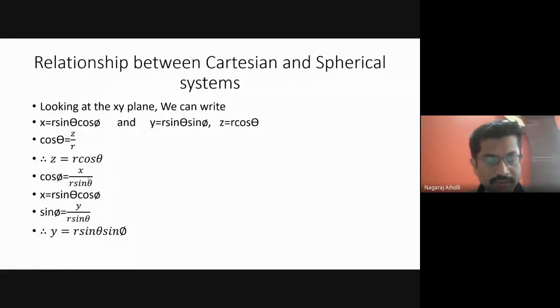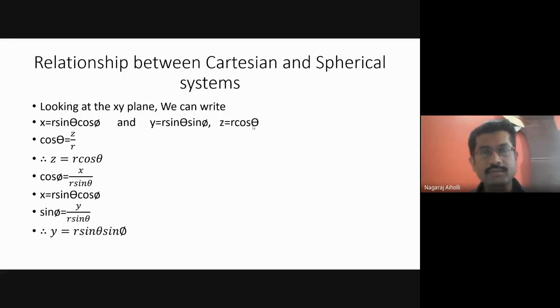Therefore, students, if we want to convert from the spherical system, which has the coordinates r, theta and phi, we have to use the equations x equal to r sin theta cos phi, y equal to r sin theta sin phi, and z is equal to r cos theta. This is the conversion from spherical system to Cartesian system. The LHS is the Cartesian system: x, y, z. The RHS, r, theta, and phi, are the spherical coordinates. Correct?